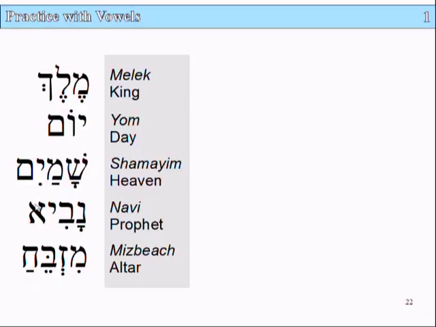Similarly, navi comes from the root idea to come or to go, to see what is coming. And that's what a prophet does, he sees what's coming. And Shemayim comes from the idea of water. Water comes from above. And the heavens are the heavenly waters.